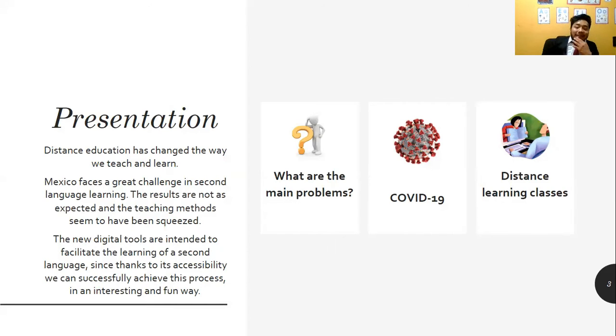There are important aspects that I should mention. What are the main problems? The first and the most important is COVID-19. It's radically changing the world and education. The second one is the implementation of a distance learning model. And the third one, the biggest challenge faced in the learning of a second language. Even though the reforms and laws have been implemented, the results aren't good.